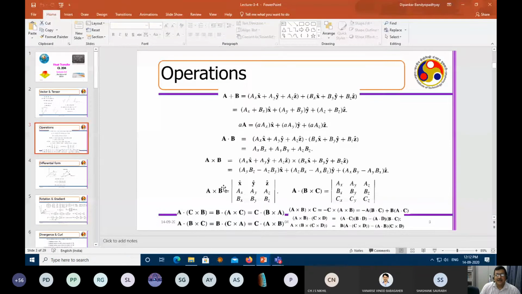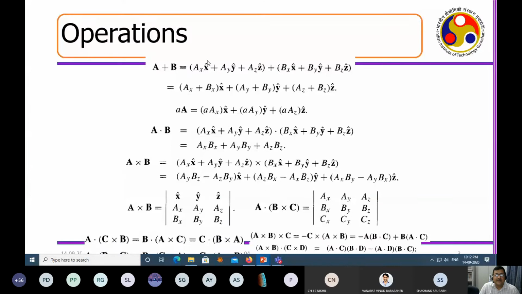So A is defined as this, which is AX X cap plus AY Y cap plus AZ Z cap. That means AX here I am talking about A1, and X cap is my E1, and so on. So this can be straight away mapped to A1 E1, A2 E2, and A3 E3. Similarly, B1 E1, B2 E2, and B3 E3. Now this is the way you add the vectors. Multiplication is of different types for a vector. This particular product is called a dot product, and this particular product is called a cross product.